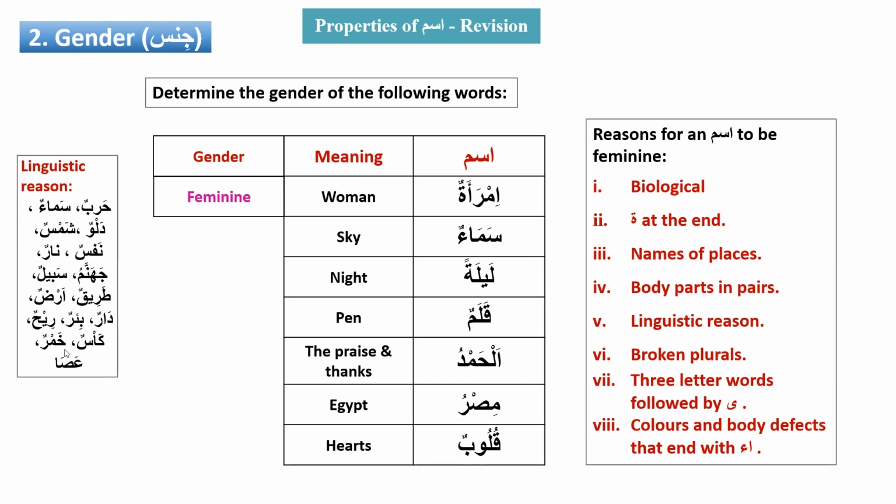Ka'sun means cup. Hamr means wine. Asa means a stick or a staff. Shams means sun. Nar means fire. Nafs means soul. Dalbun means bucket. Sama'un means sky. Harbun means war. Sabil and Tariq mean path. Ard means earth. So this is feminine because of linguistic reasons. All right, good. Umar, Laylatan. Assalamu alaikum. Laylatan is feminine because of a linguistic reason.